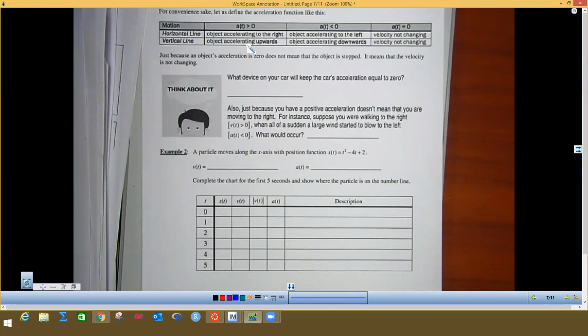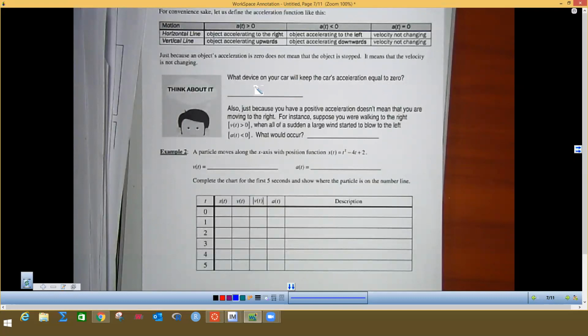Now this is going up or down, so if acceleration is positive, it's pushing the object up, accelerating up, like a rocket taking off. And if the acceleration is less than 0, we're pushing the object down, or it's accelerating down. And if a(t) is 0, the velocity is still not changing. Just because an object's acceleration is 0 does not mean it's stopped. That means the velocity is not changing.